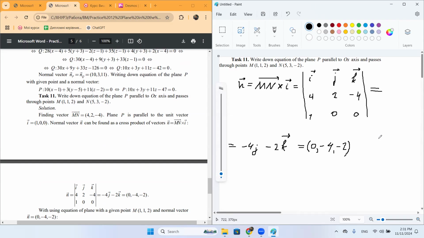And now, which point do you want to choose, M or N? M. Okay, let's go with M. Oh, right, in the chat. M is more convenient, so it's definitely easier to calculate, to expand brackets. So yeah, why not? So the equation of the plane P.